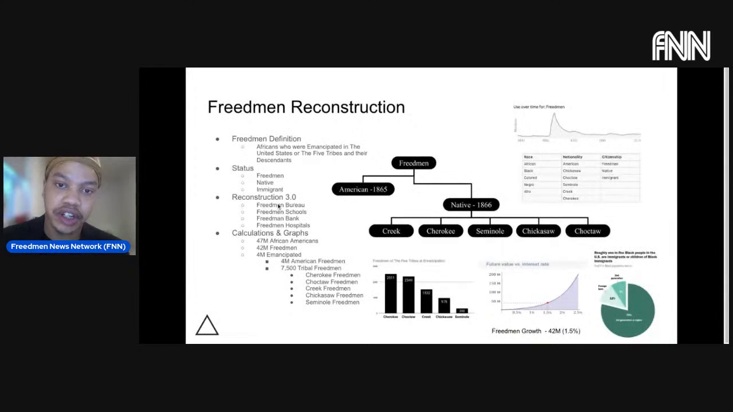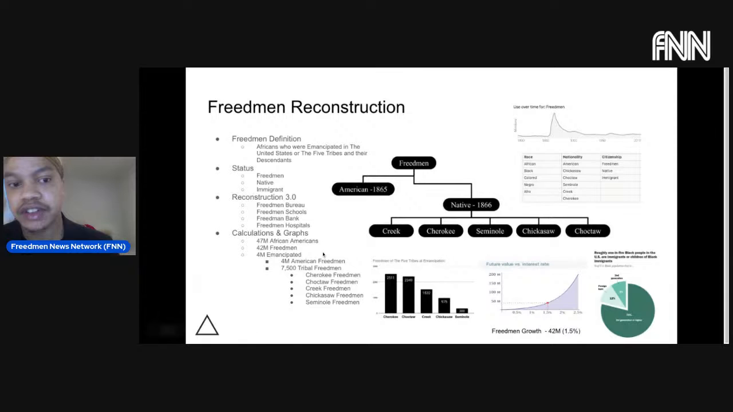We need to resurrect the Freedmen's Bureau, the Freedmen Schools, the Freedmen Bank, and Freedmen Hospitals. In terms of legislation, there were two acts that established these. The Freedmen's Bureau Act established the Bureau, the Freedmen Schools, and the Freedmen Hospitals, and the Freedmen's Bank was a separate act of Congress that established the bank. So, two acts of Congress that established these four institutions.